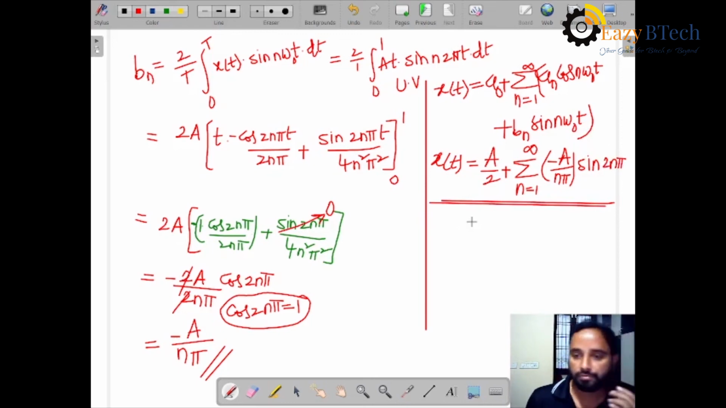Okay. Very simple, just integrations. If you know integration well, you can do Fourier series very easily.